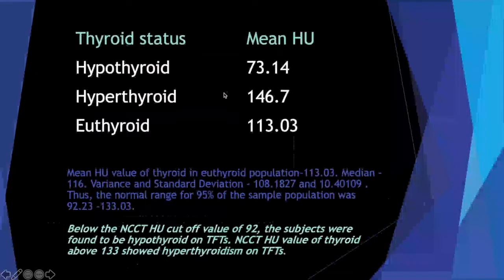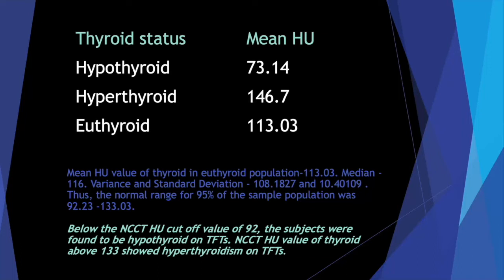After analysis in our study sample, the mean HU of the hypothyroid population was 73, of the hyperthyroid population was 146, and euthyroid was 113. The normal range that we calculated for 95% of the sample population was 92 to 133. In our study population, we found that below the cutoff value of 92, the patients were hypothyroid, and above 133, they were hyperthyroid.